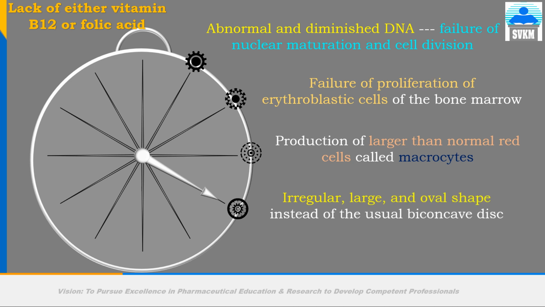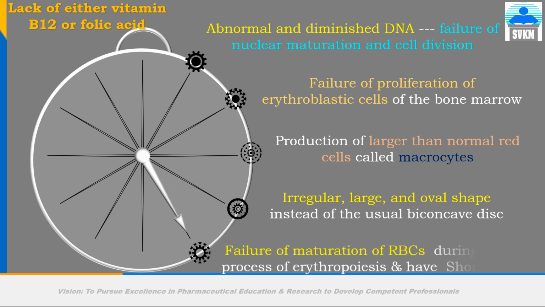The lack of vitamin B12 and folic acid causes RBCs with an irregular, large and oval shape instead of the usual concave disc. It also causes failure of the maturation of the RBC during the process of erythropoiesis, and the RBCs formed have a short life.